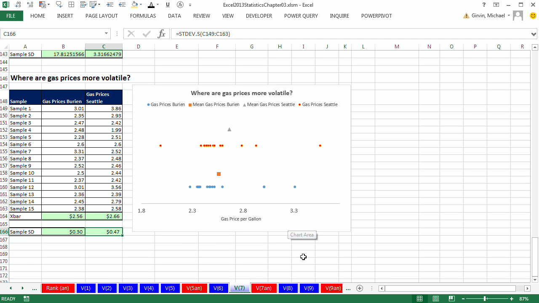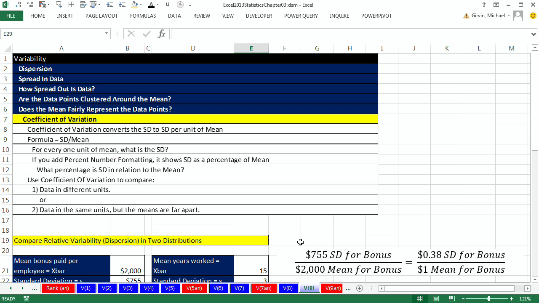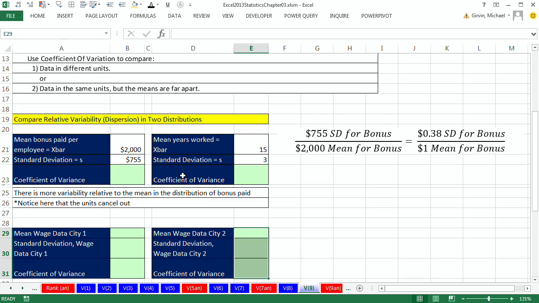Now we have another important topic we want to talk to. We want to go over to V9. We want to talk about coefficient of variation. The formula is simple. We're going to take our standard deviation divided by our mean. Now, why in the world would we do that? Sometimes data is in different units or data is in the same units, but the means are far apart. And so we want a relative measure. So if we take each one of the means and standard deviation and make this calculation, it will give us coefficient of variation, which will tell us for every 1 unit of mean what is the standard deviation. And then we can use those numbers to compare.